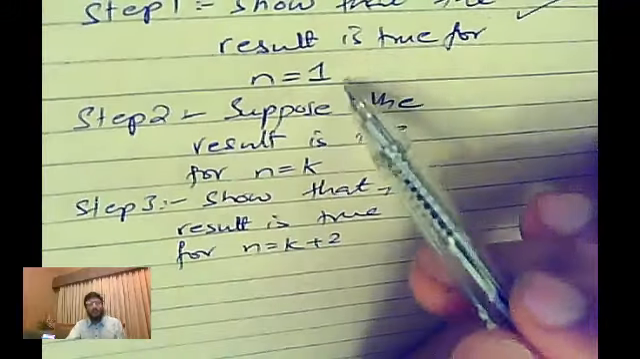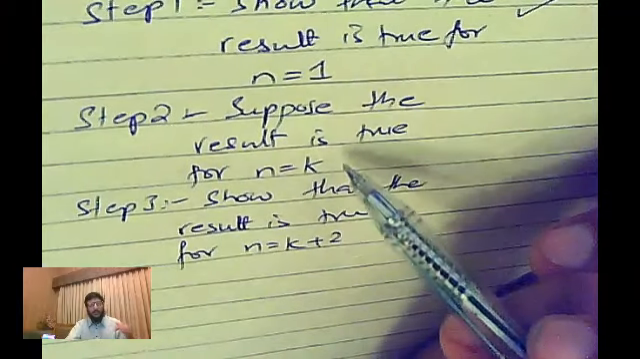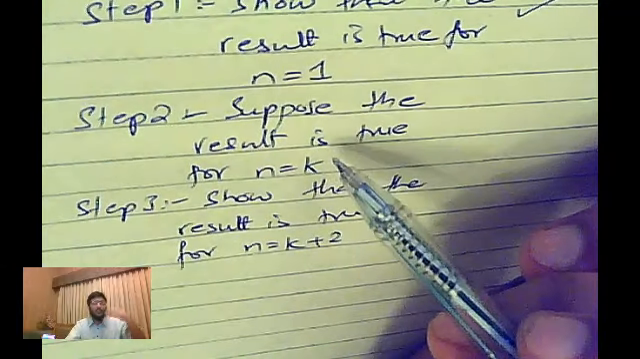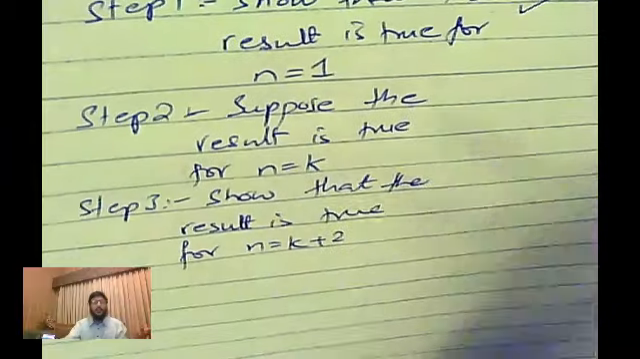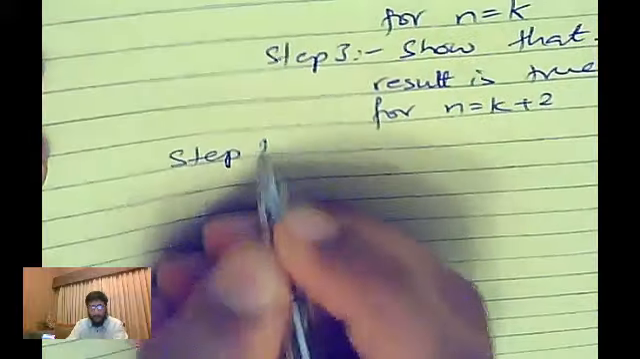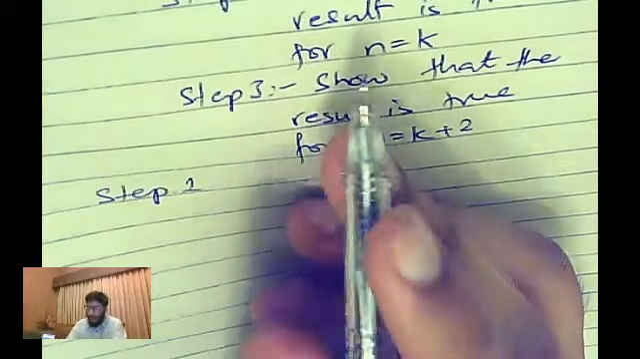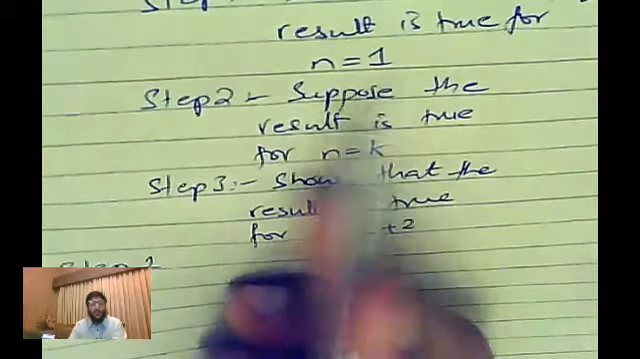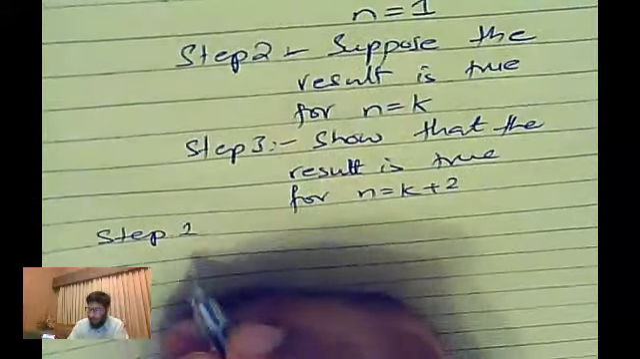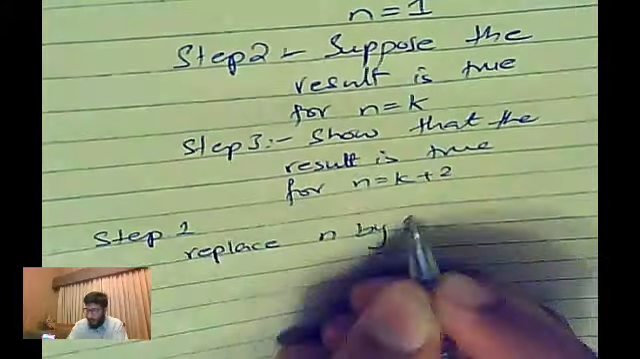First step, we have to show that the result should be true for n equals 1. Then we suppose that the result is true for n equals k, and then we have to show that the result is true for n equals k plus 2. So step 1, we have to see that n equals 1 holds. Replace n by 1.